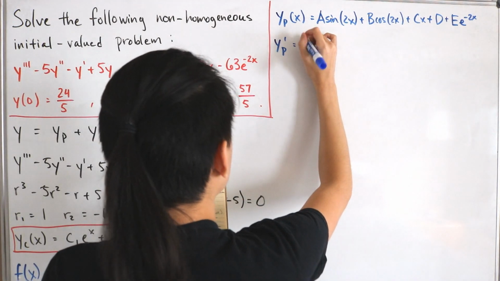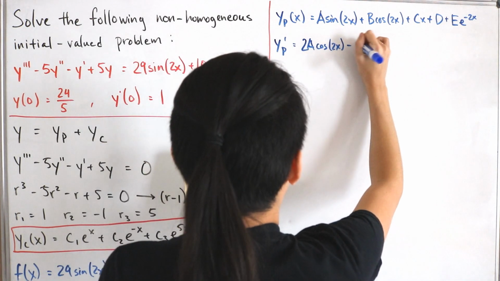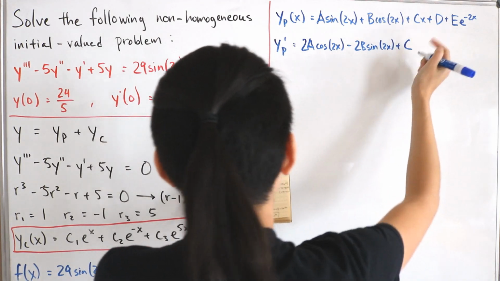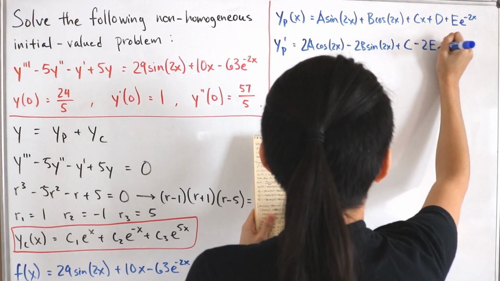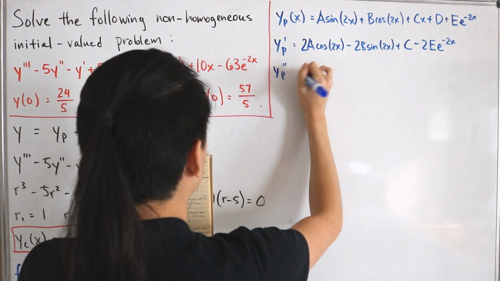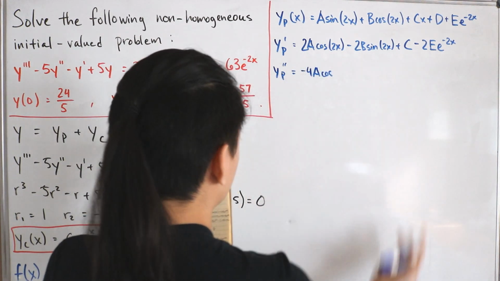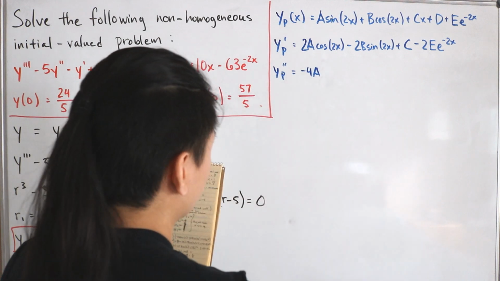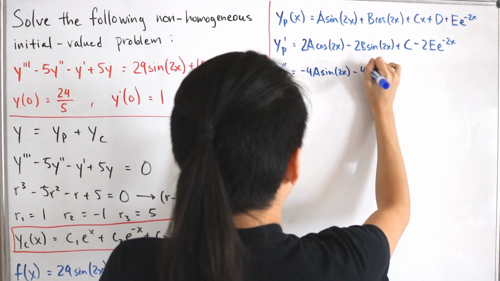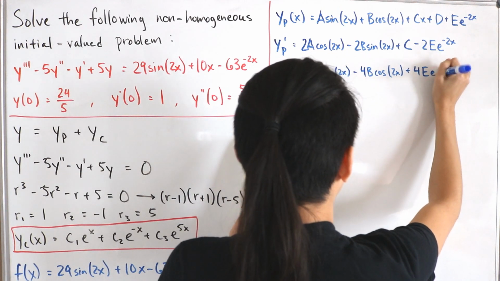So what we'll have is 2 times a multiplied with cosine of 2x. Then subtract 2b times sine of 2x. Add this with c, and then subtract 2 times capital E and then e to the negative 2x. Okay, so now we have that. Now let's differentiate a second time, so we get y double prime for the particular solution. Doing so will yield negative 4a sine of 2x, since we have the negative here and differentiate cosine. Then subtract 4 times b cosine of 2x, and then add 4 times capital E and then e to the negative 2x.